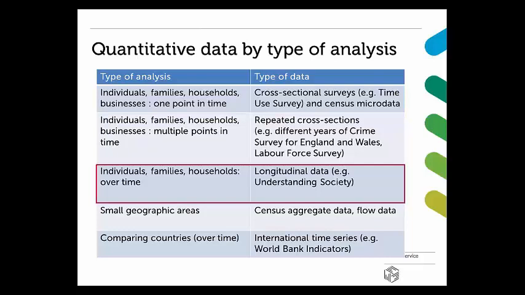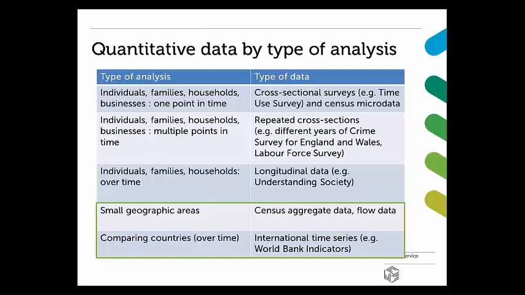To follow individuals over time, you'll need longitudinal data, and Understanding Society is a great example of this kind of data. Understanding Society is a household panel study that follows people within 40,000 households, asking a range of questions across a broad range of topics. In terms of geography, for looking at small geographical areas, census aggregate data and flow data are a good source. And to compare countries, there are collections of international macro data, such as the World Bank indicators.